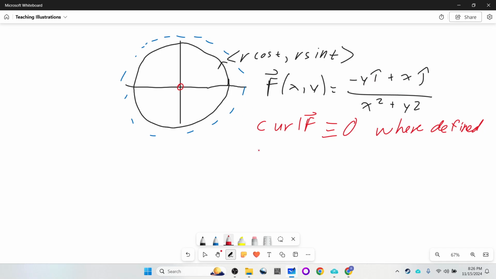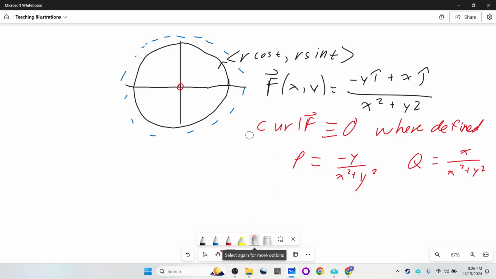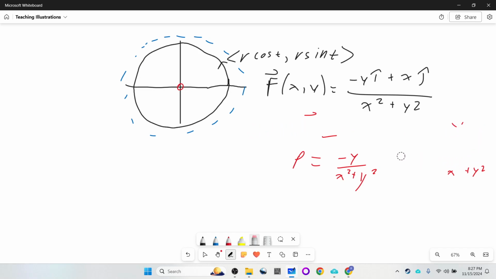If you did, P would be the i component, negative y over x squared plus y squared. And Q would be x over x squared plus y squared. And if you work this out, it will equal 0. So you want to say, it seems like the integral should automatically be 0 because the curl is 0. It's conservative. But it's not really conservative because it's got this one point in the center where it doesn't exist, and that's enough to break the entire theorem.